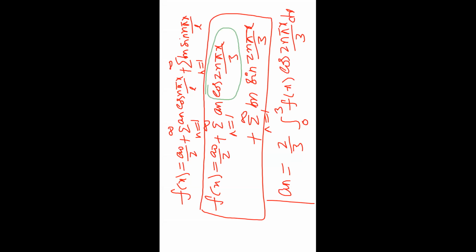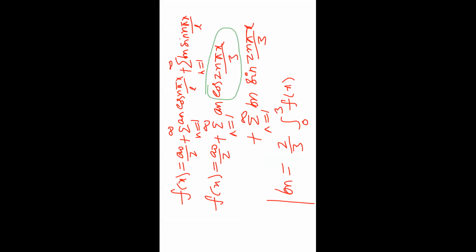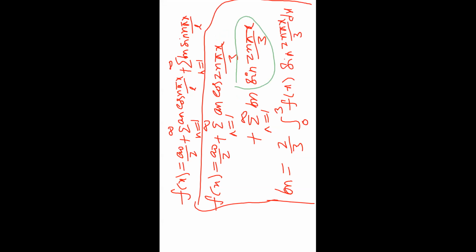Okay. After that, the bn value. So bn equal to the same formula, 2 by 3 integral 0 to 3 f of x, and the multiple of bn is sine 2n pi x by 3. So bn equal to 2 by 3 integral 0 to 3 f of x sine 2n pi x by 3 into dx. This is the formula of change of interval.